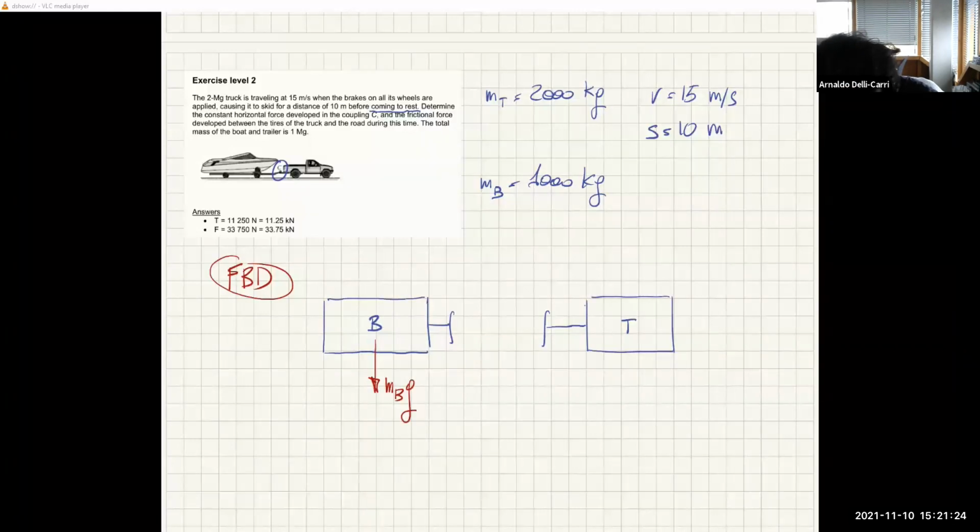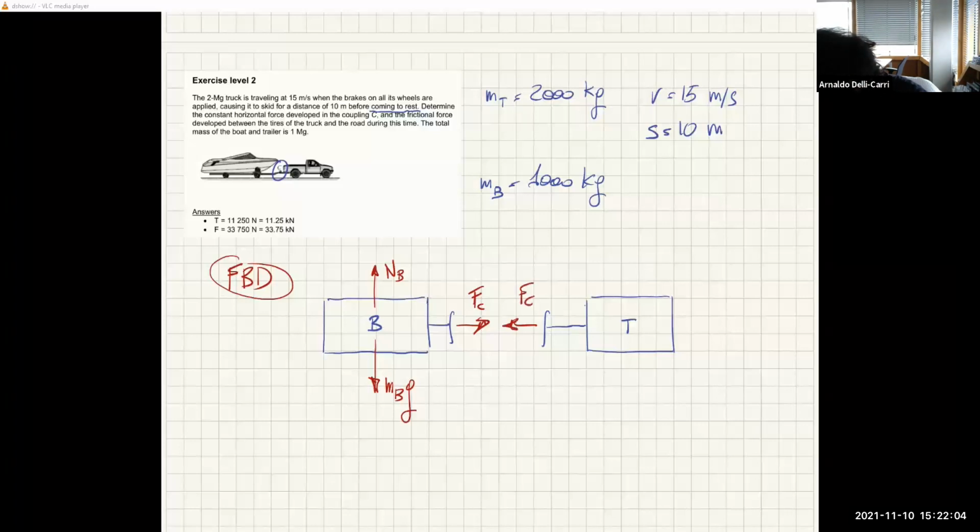The boat feels its own weight, and of course, it's propped up by a normal force on the boat. And we have a tension, a force exchanged in this joint C. Let's call it FC. That's it. There is nothing else. On the truck, we have, of course, an equal and opposite force here, because this is an internal force of the system.